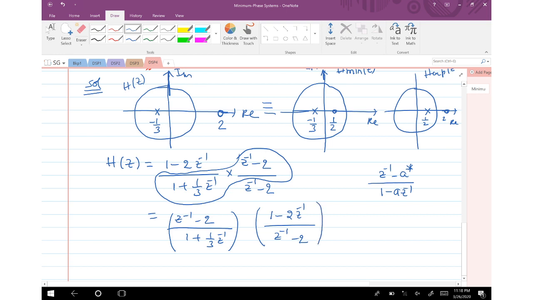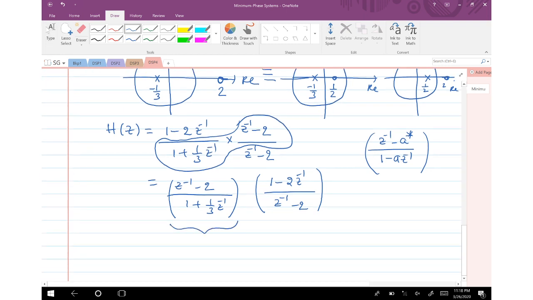Okay, just look again, this is just the inverse of it, so it will have the same magnitude even if you invert it, because its magnitude is 1, right? So this is your h min of z, and this is your h ap of z. That's all. Okay, hope you are able to follow that, and let's work out another example here.